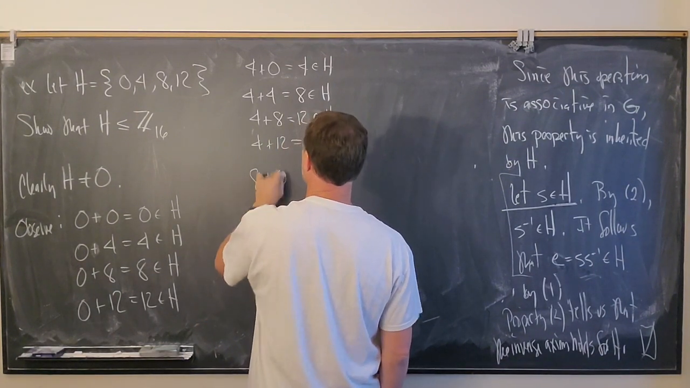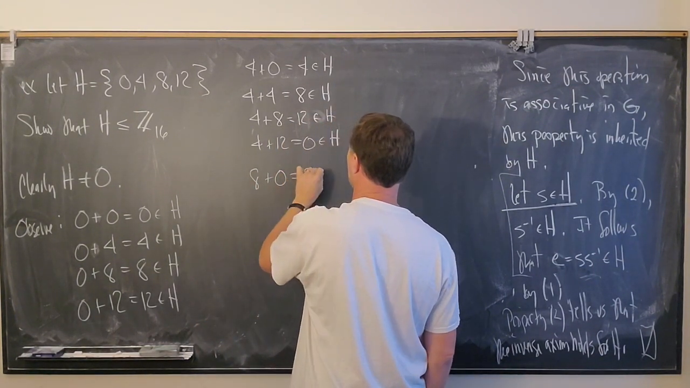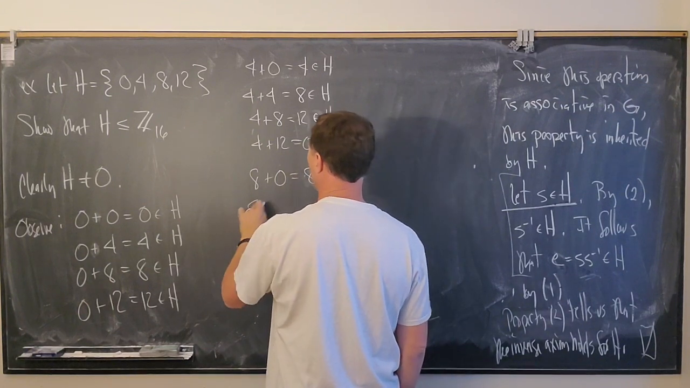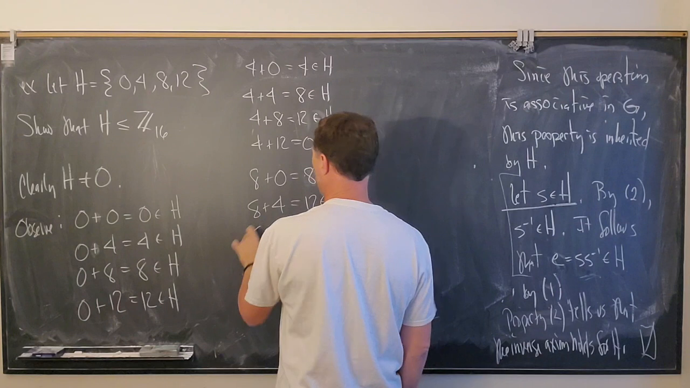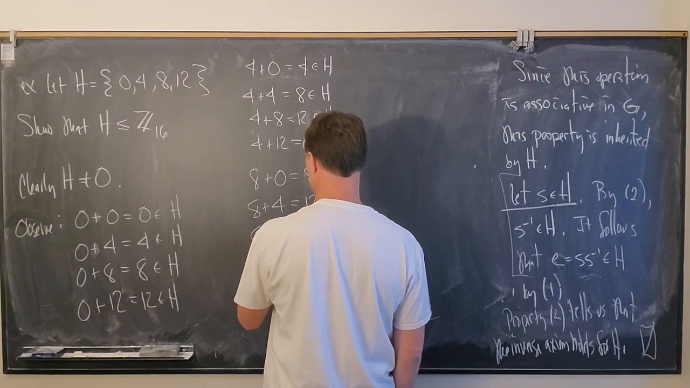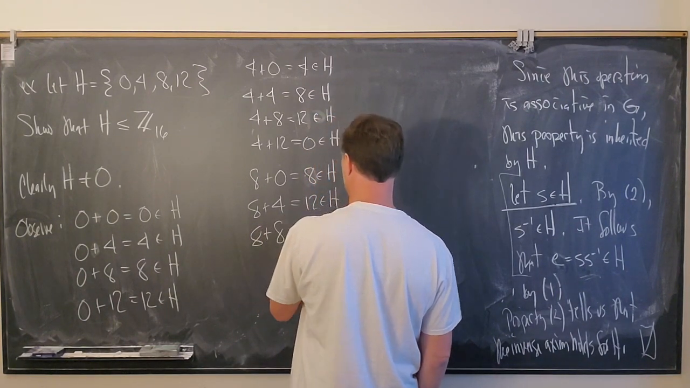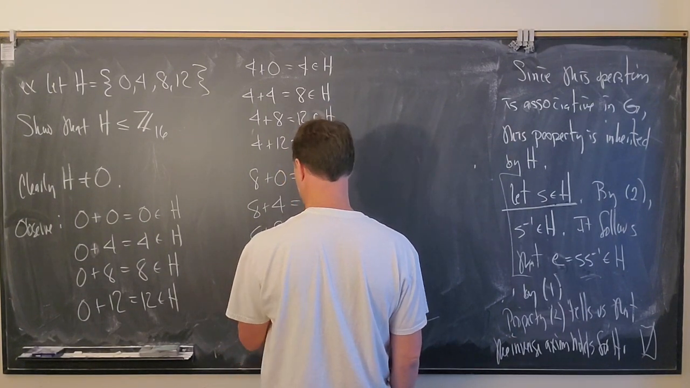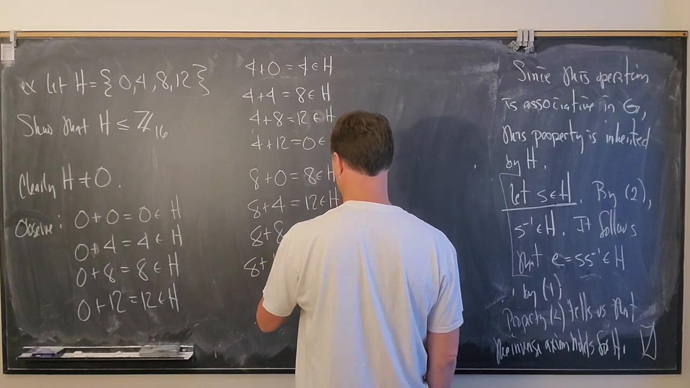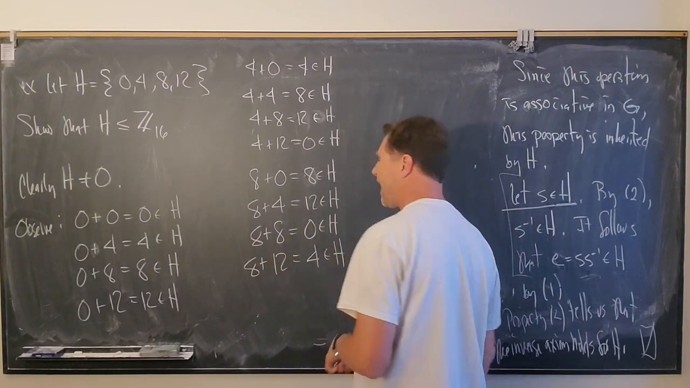8 plus 0 equals 8, which is in H. 8 plus 4 equals 12, which is in H. 8 plus 8 equals 0, which is in H. And 8 plus 12 equals 4, which is in H. And now one more to do.